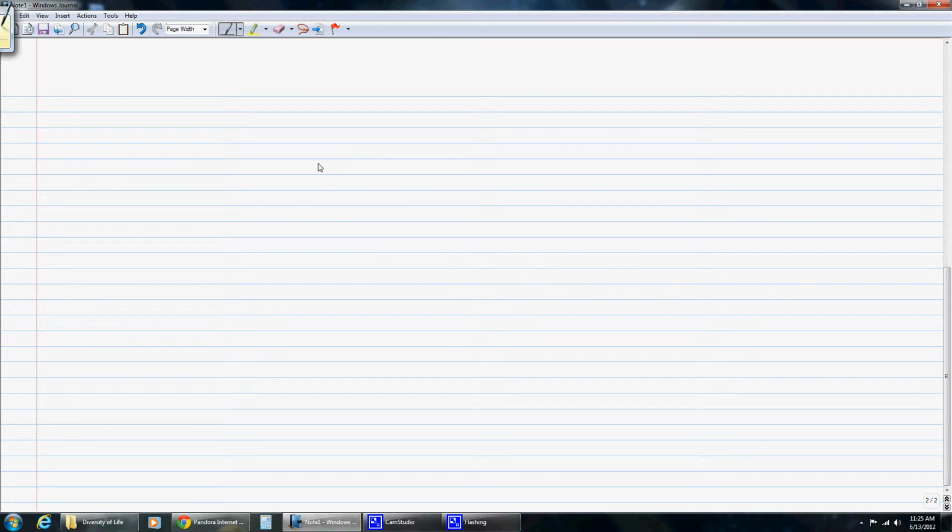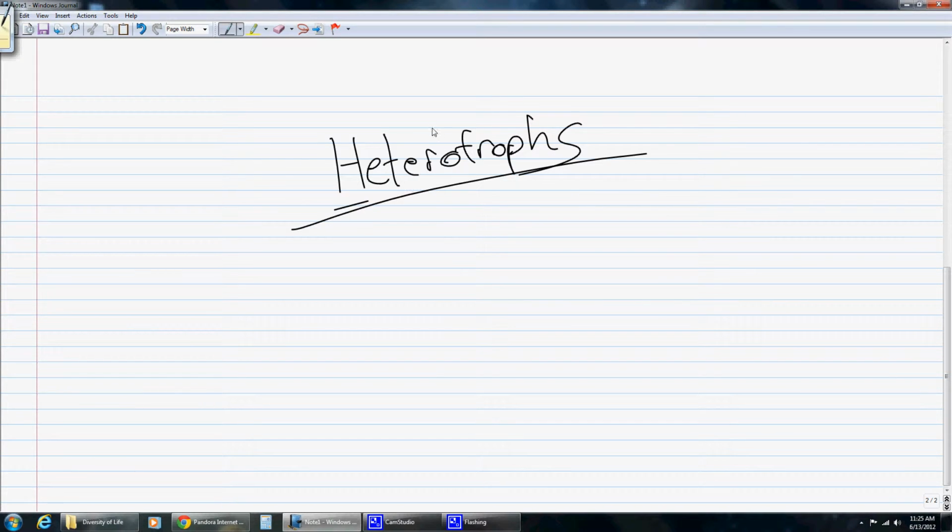We have to understand they do not do photosynthesis. These guys are heterotrophs, and that means that they are different feeders, and they have to get their food somewhere else. Well, how exactly do they do that? Fungus will actually get food by breaking it down and absorbing it. They use absorption.